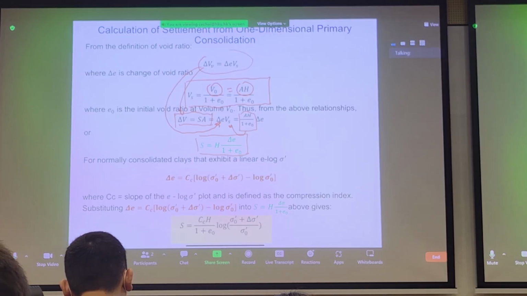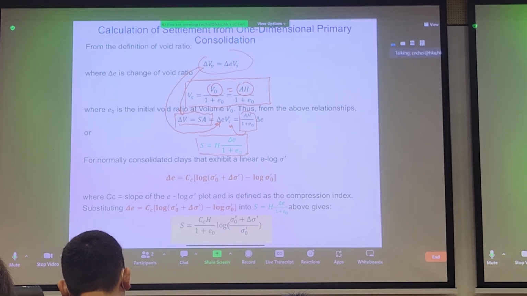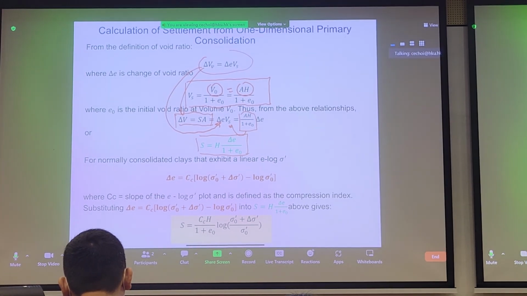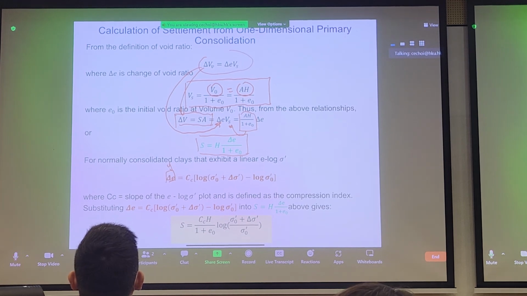So the subsequent approaches to estimate settlement is really based on void ratio versus logarithmic effective stress plot. And it's as simple as a linear equation, y equals mx plus b. So the void ratio is more or less your y, right? And then you have some slope times an increment in your stress, and you can calculate the change in height.